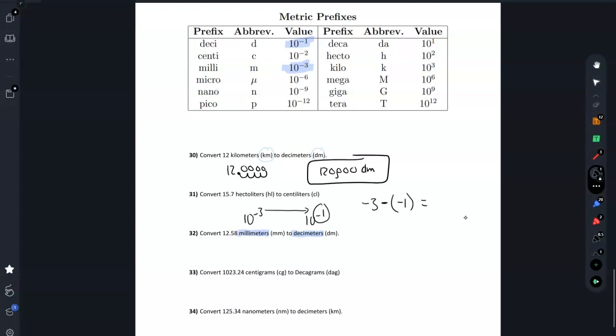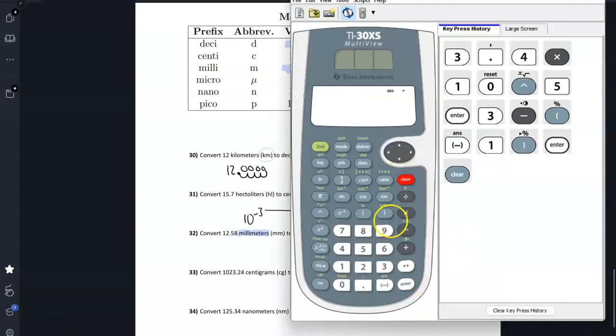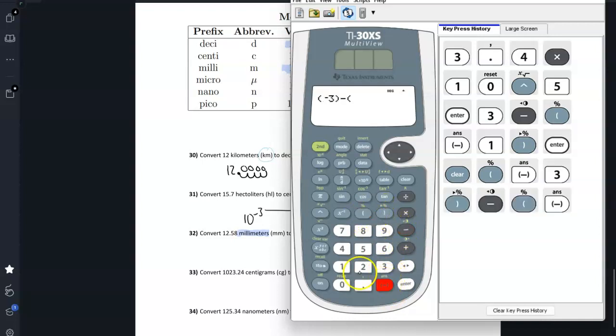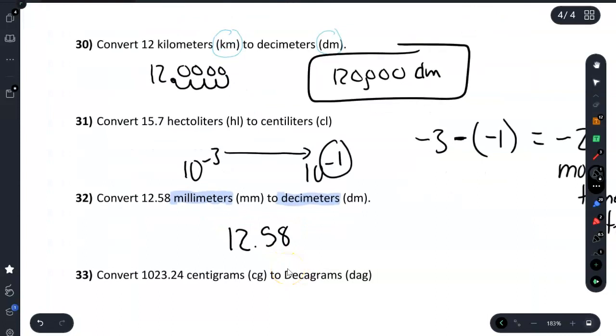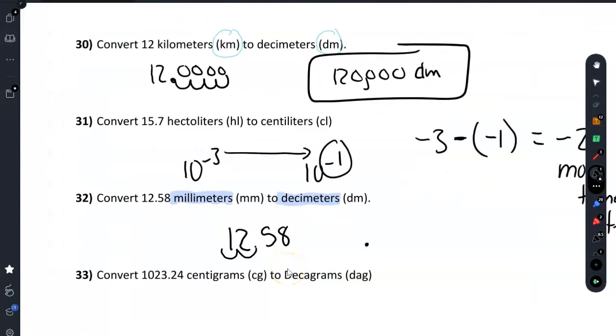And once again, go to your calculator if you need to on this. Sometimes working with negatives can be a little tricky. I have negative 3 minus negative 1, and that should give me negative 2. So what is that telling me to do? Negative 2 tells me to move the decimal 2 times left. So I start with 12.58. Probably need to zoom in a little. And if I move that decimal 2 times to the left, now I'm at 0.1258. I can always add a 0 in front, and now I'm in decimeters.